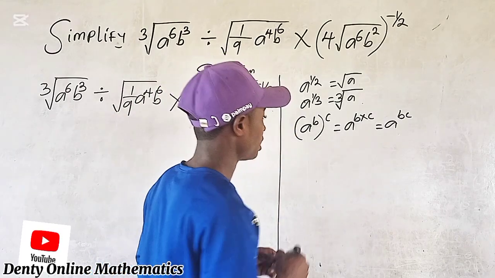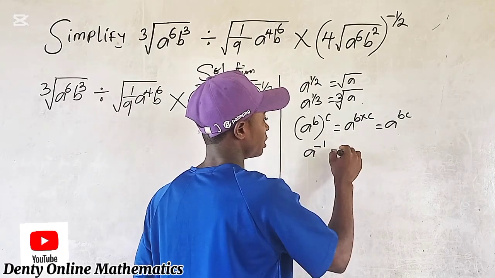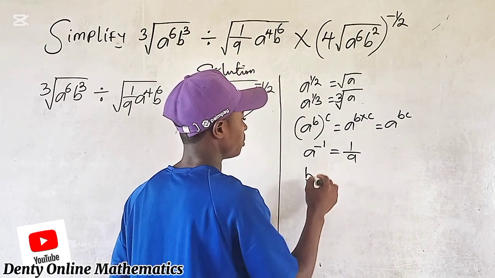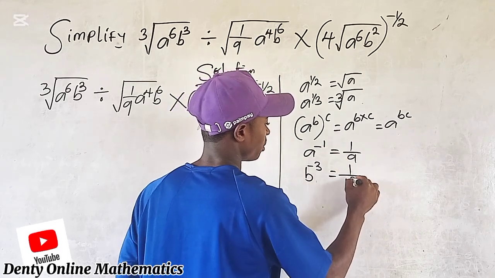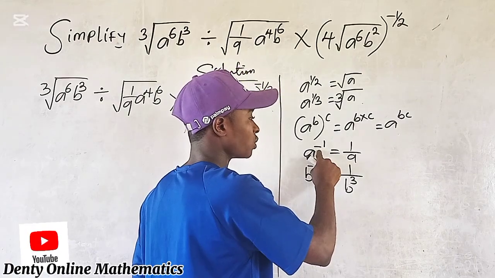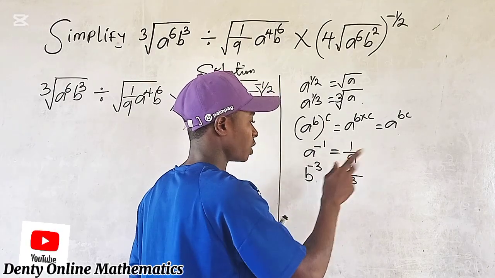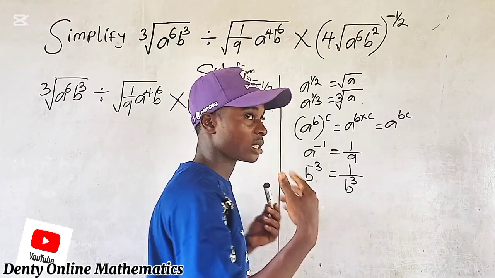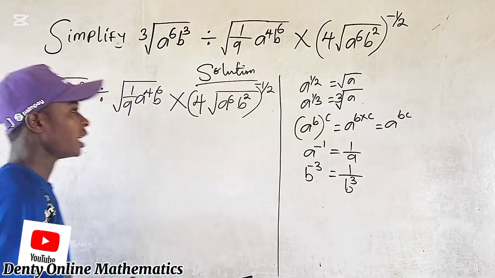Another rule you need to know is that if we have a raised to the power of minus 1, this is the same thing as 1 all over a. And if you have b raised to the power of minus 3, this is the same thing as 1 all over b raised to the power of 3. What this rule shows is that if you have a negative exponent, all you have to do is take the reciprocal, and then the exponent turns to positive. The negative 3 turns to positive 3. And a is the same thing as a raised to the power of 1. So now let's use this to break this down.